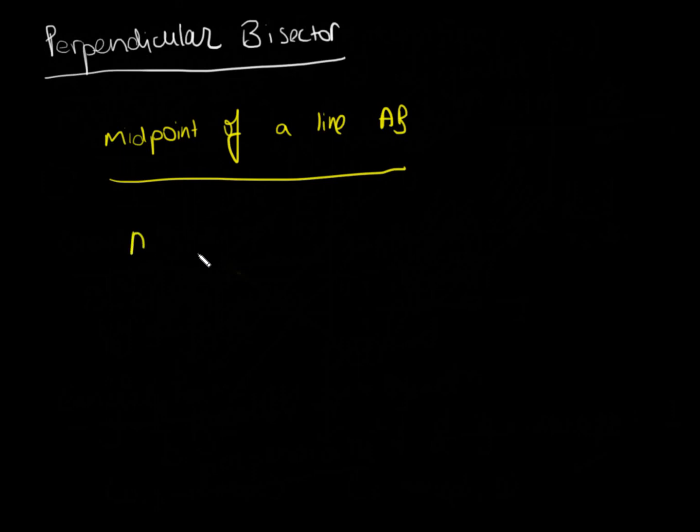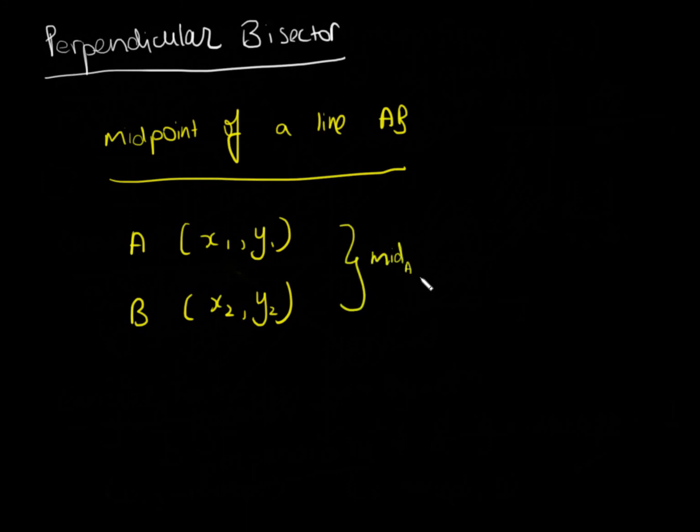So let's say A has the coordinates x1, y1, and B has the coordinates x2, y2. So the midpoint of these, so I'll just say mid of AB, will be x1 plus x2, which is these 2 values here, divided by 2, and y1 plus y2 divided by 2. This will give me the coordinate for the midpoint of AB.